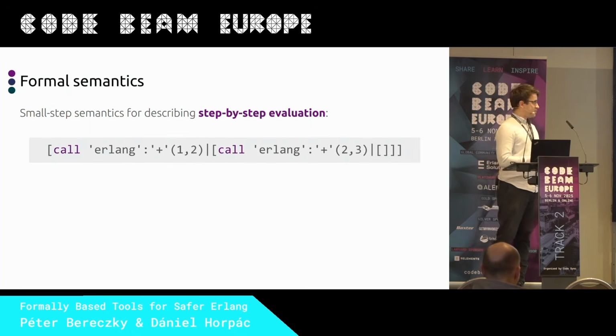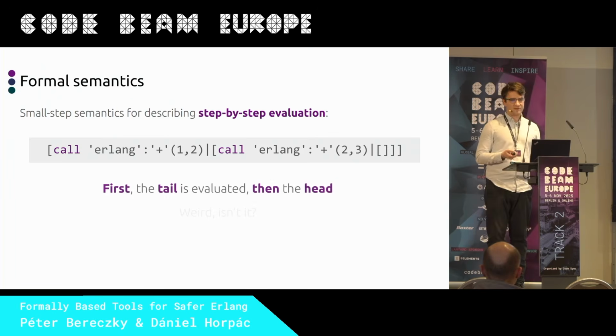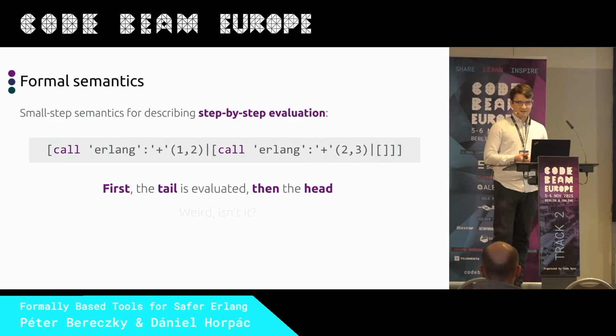Suppose that you have this two-element list. Actually, this is the syntax in Core Erlang for built-in function calls. So you have a three-element list. How do you evaluate it? Well, obviously from the back, right? Because that makes sense. This is just how Core Erlang works.